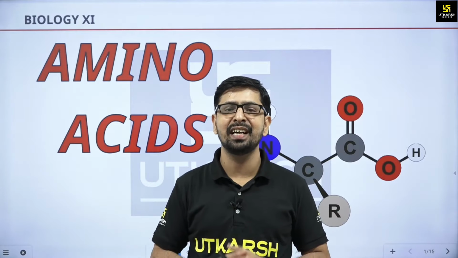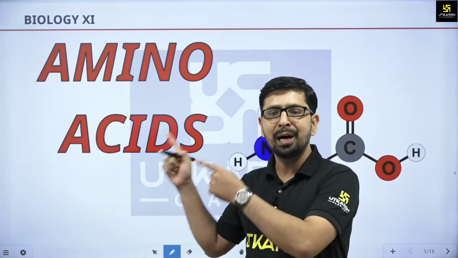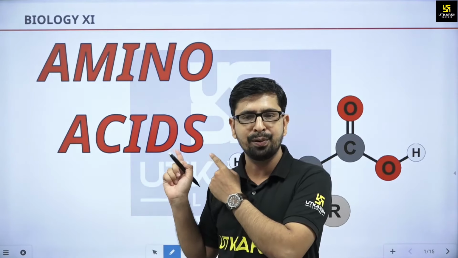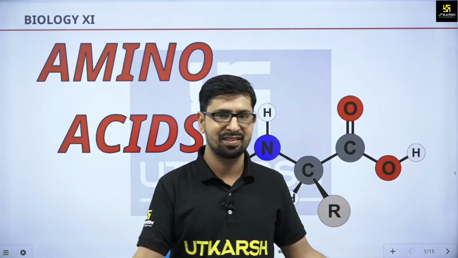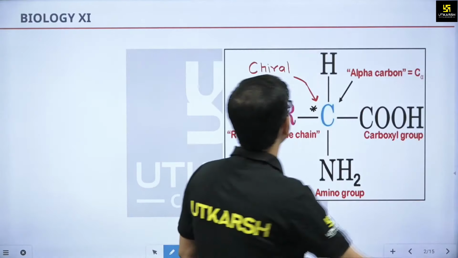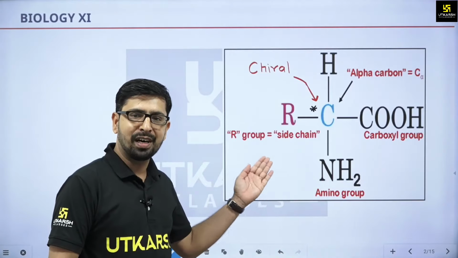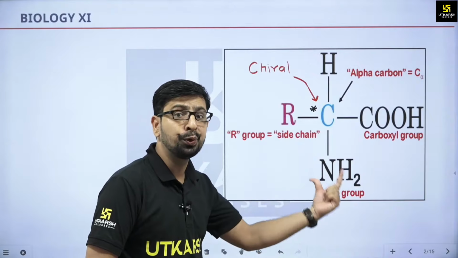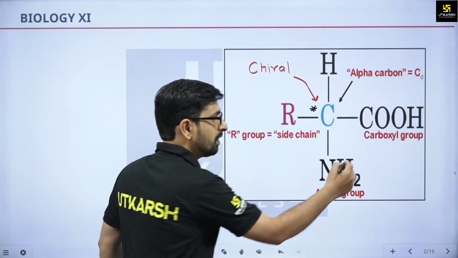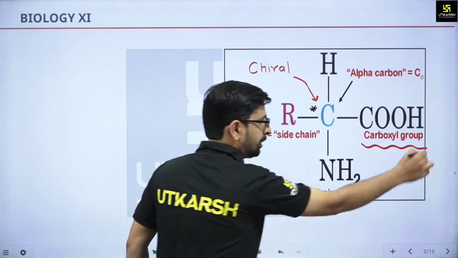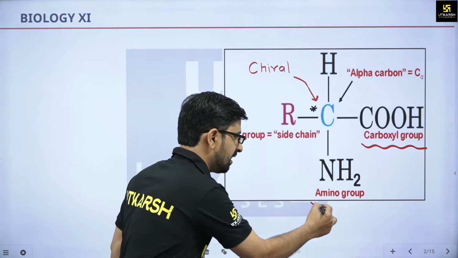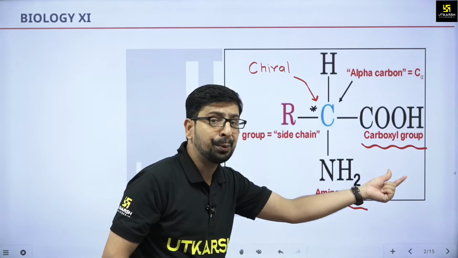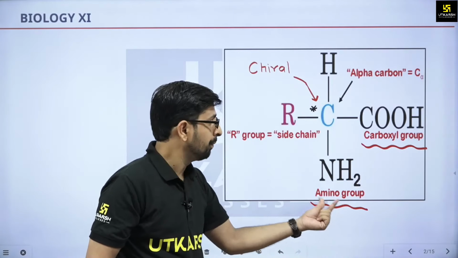Today in this session, I am going to talk about amino acid, the tricks and concept of amino acid. Let's start. This is a picture of amino acid. Amino acid consists of two different groups: one is the carboxyl group, one is the amino group. That means one is an acidic group, one is a basic group.